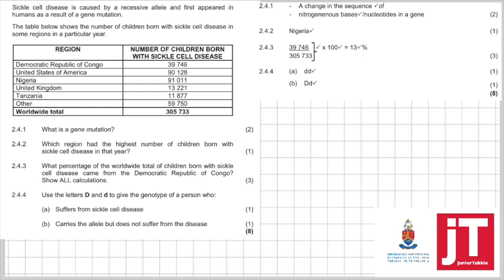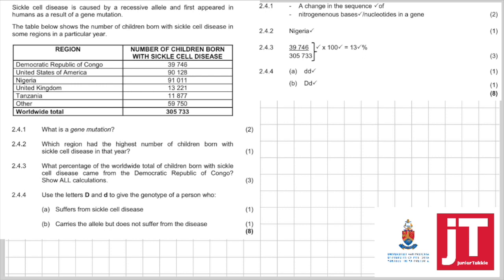All right. 2.4. Sickle cell disease is caused by a recessive allele and first appeared in humans as a result of a gene mutation. The table below shows the number of children born with sickle cell disease in some regions in a particular year. So there you have the region: the Democratic Republic of Congo, United States of America, Nigeria, United Kingdom, Tanzania, other, and the worldwide total. Then the number of children born with sickle cell disease.